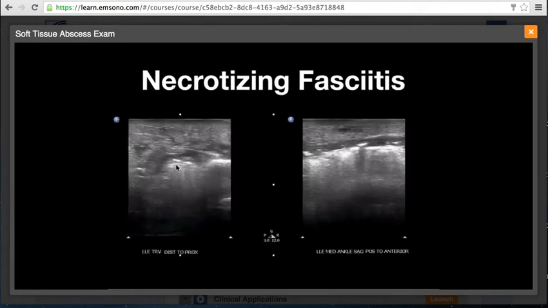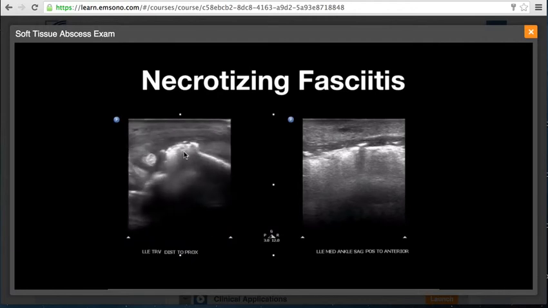Here's the ultrasound in the patient that I just showed you. Here's a transverse view through the area. You can see that there is cobblestoning and edema of the soft tissue. You can see that the fascia is thickened here. You can see that there's fluid beneath the fascia, and you can also see that there's gas present. On the sagittal view here, you can see the same thing. You can see the presence of the fascial thickening, the subfascial fluid collection, as well as the air.